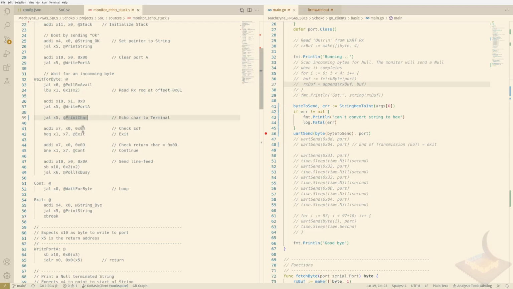We now check the character that we received, and if it's a 4, we do end of transmission. That's the ASCII character for end of transmission. And then we go to exit, which simply prints out another string and exits.